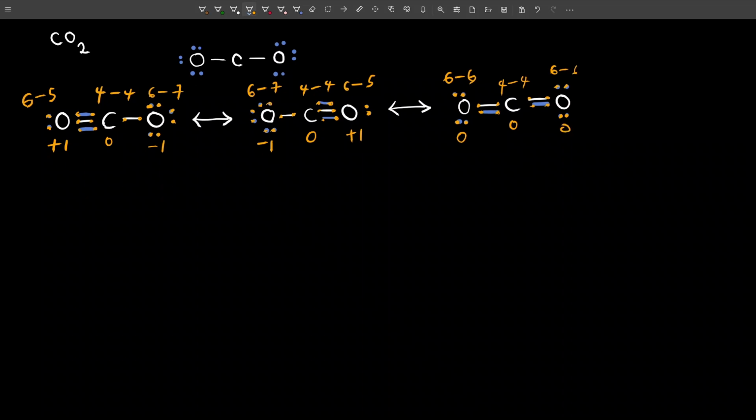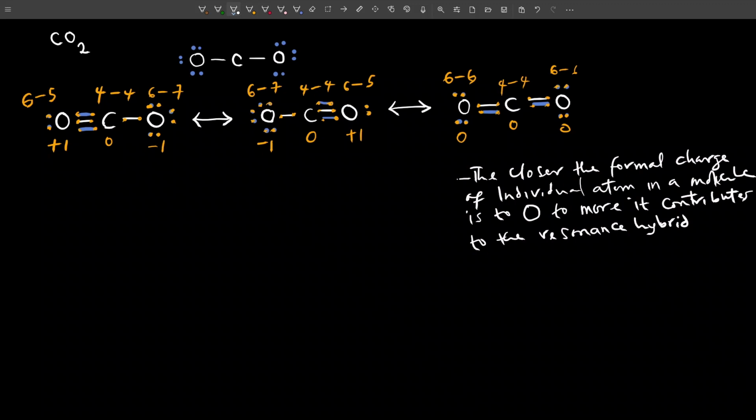Now you might be asking yourself, what is the need of calculating this formal charge? I explained earlier that calculating formal charge will help us know which resonance structure is contributing mostly to the resonance hybrid. Okay. Now there are two key factors you should note. The first one is, the closer the formal charge of an individual atom in a molecule is to 0, the more it contributes to the resonance hybrid.